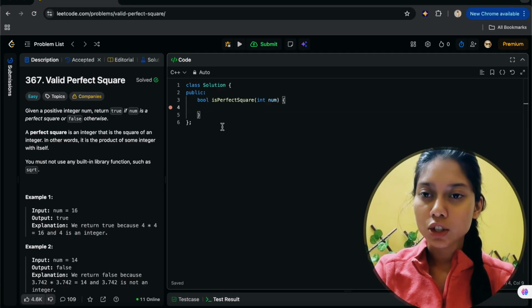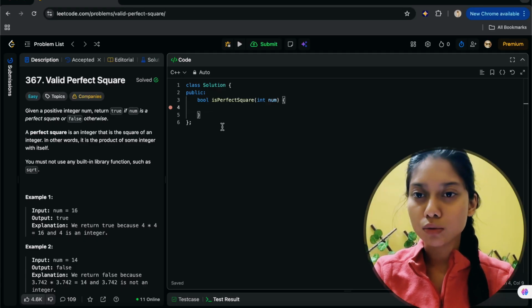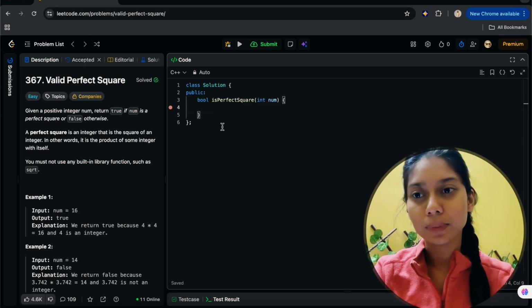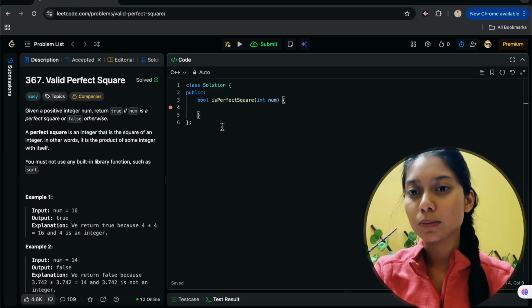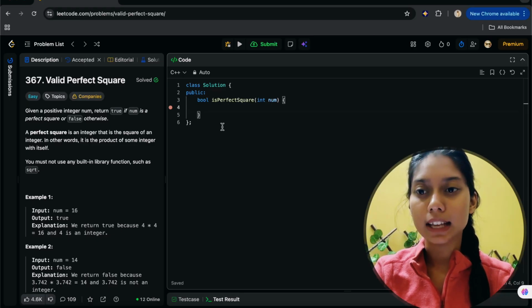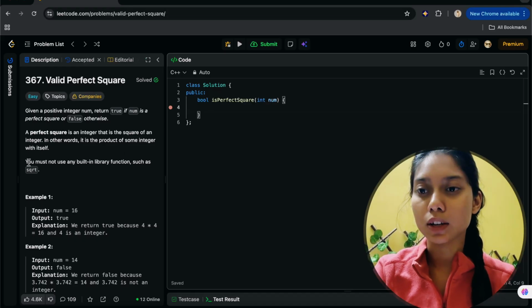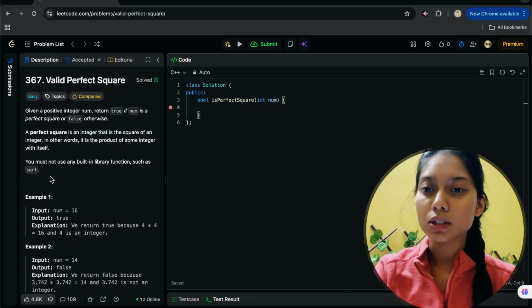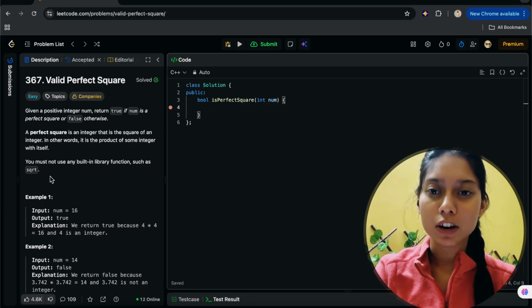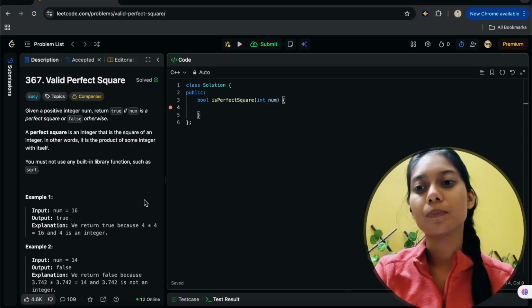Given a positive integer num, return true if num is a perfect square or false otherwise. A perfect square is an integer that is the square of an integer. In other words, it is the product of some integer with itself. And a note is given that you must not use any built-in library function such as square root.